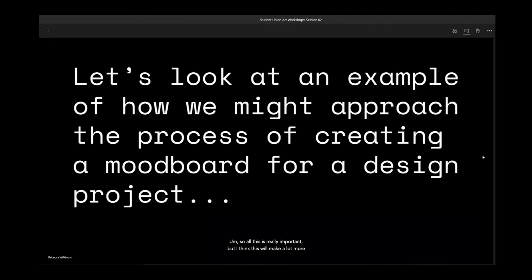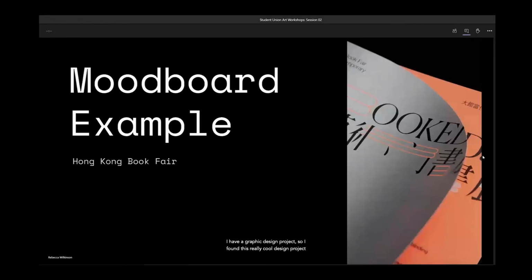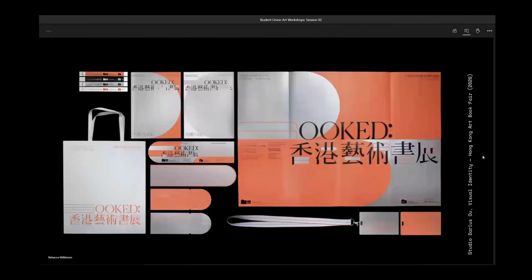So all this is really important, but I think this will make a lot more sense when I show you an example. So we're going to look at a quick example of how we would approach the process of creating a mood board for a design project. In this case, I'm going to give you an example of a graphic design project. So I found this really cool design project for an art book fair in Hong Kong.